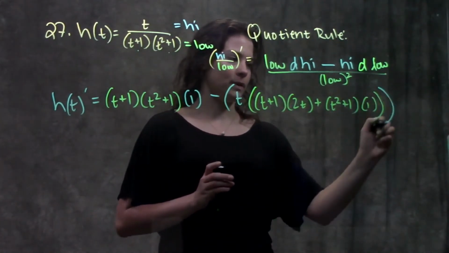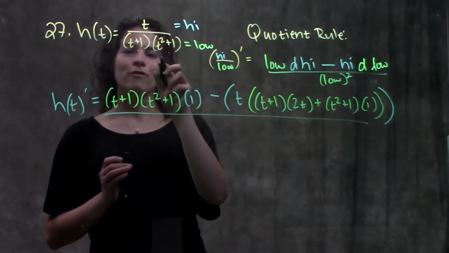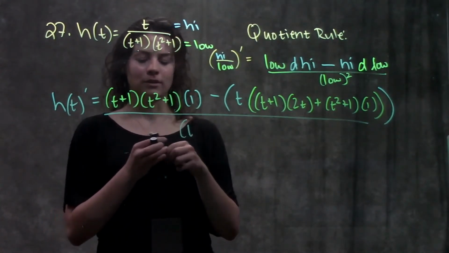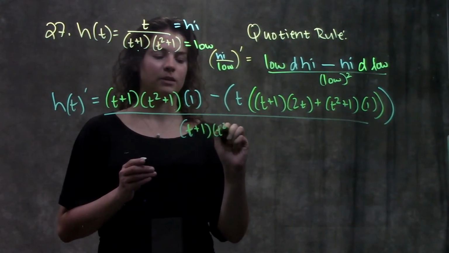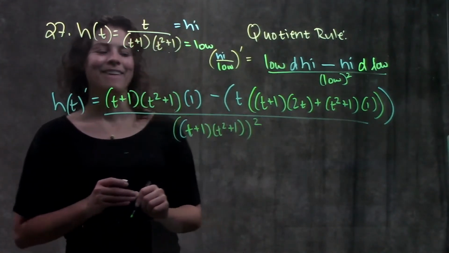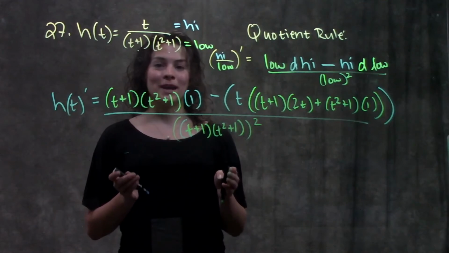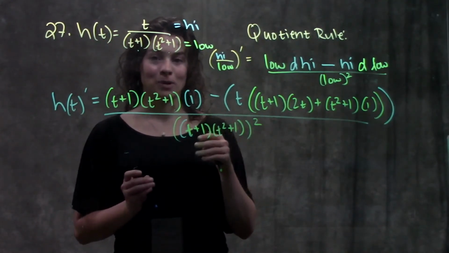And don't forget your other parenthesis, lots of parentheses here. And all of that over my low squared, which is t plus 1 times t squared plus 1, and all that squared. Okay, so there's a lot of simplification to do here, and it's really easy to mess up, especially if you don't remember all your parentheses.